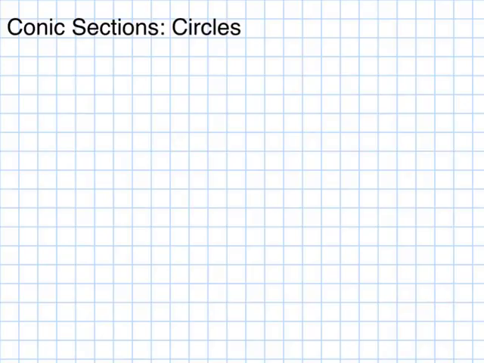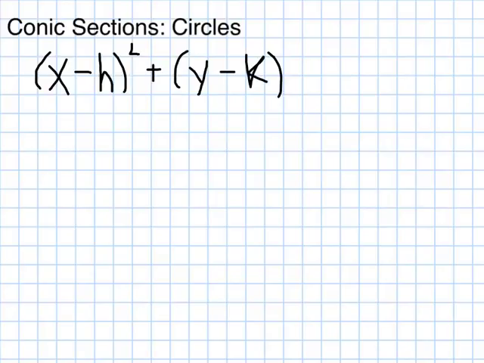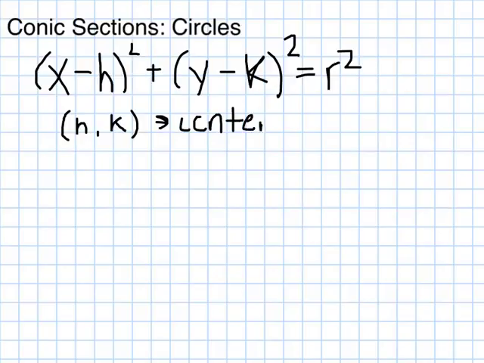Let's go over the conic sections shape of a circle. So the standard form of a circle is (x minus h) squared plus (y minus k) squared equals r squared. All right, and so just a couple things about this. (h, k) is the center of your circle. It's a point. So that's going to be your center. And r is going to be your radius.